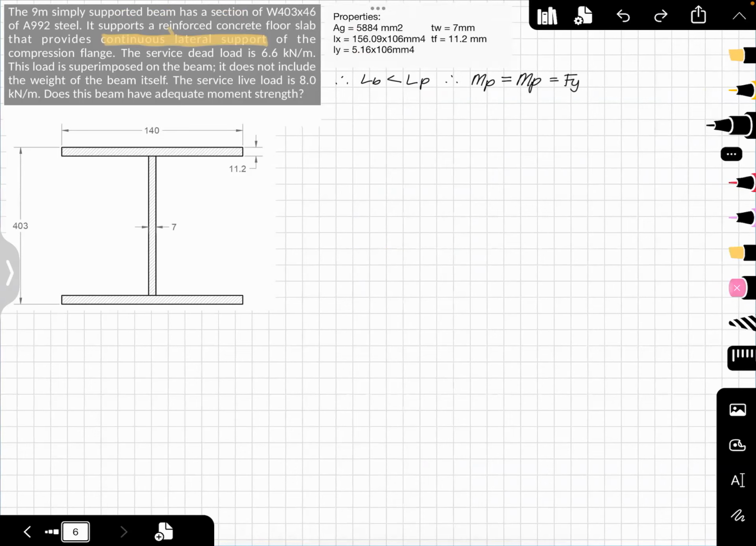Zx. Okay, so to solve for this, check muna pala natin if the section is compact or non-compact. Kasi di ba, first step is checking if your section is compact or non-compact. Yun muna pala yung una natin gagawin, sorry. So first is check for shape classification.